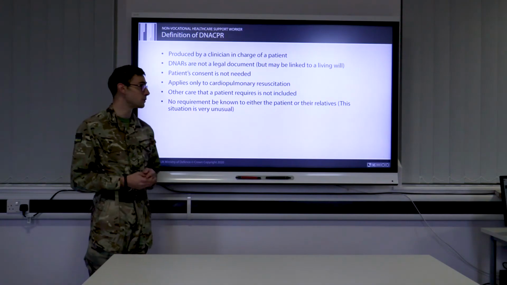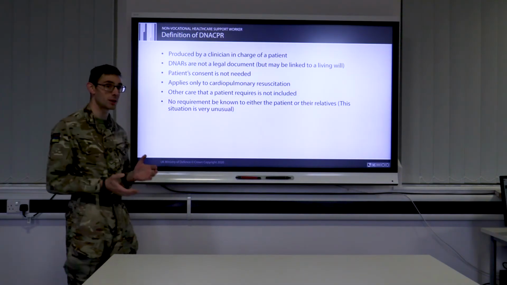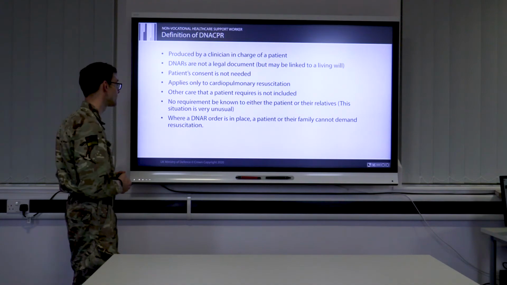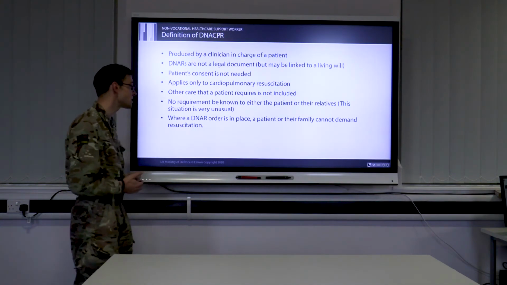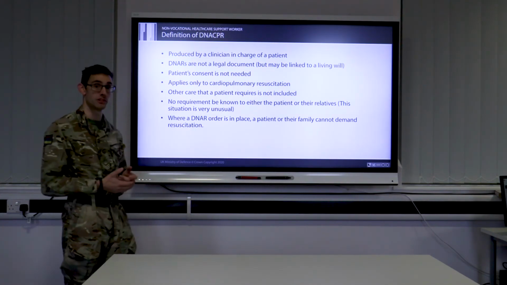No requirement to be known to either the patient or their relatives. This situation is very unusual, however. Where a DNAR is in place, a patient or their family cannot demand resuscitation.